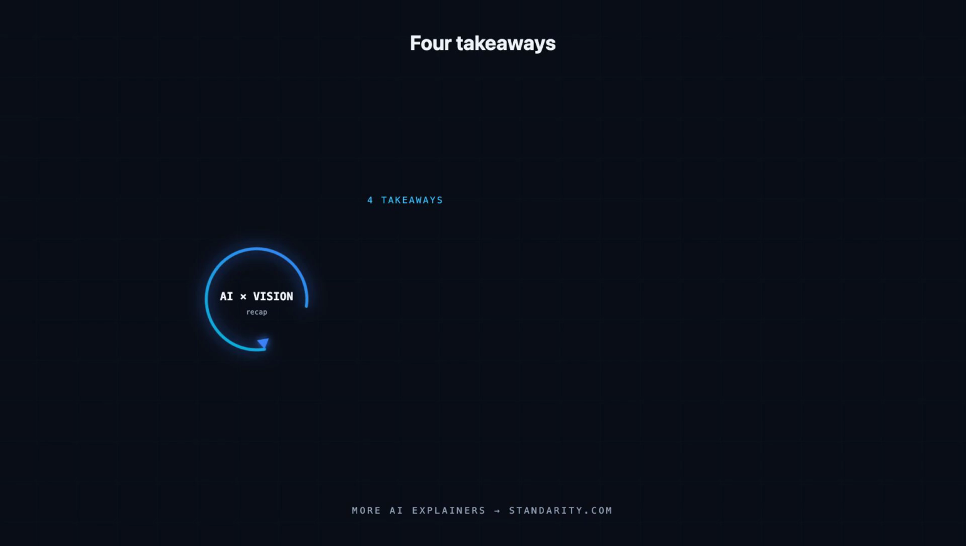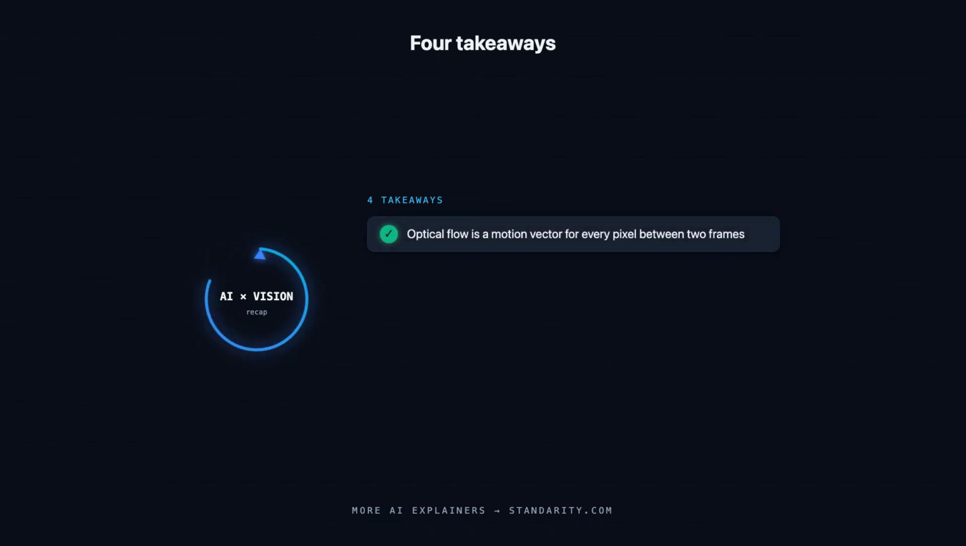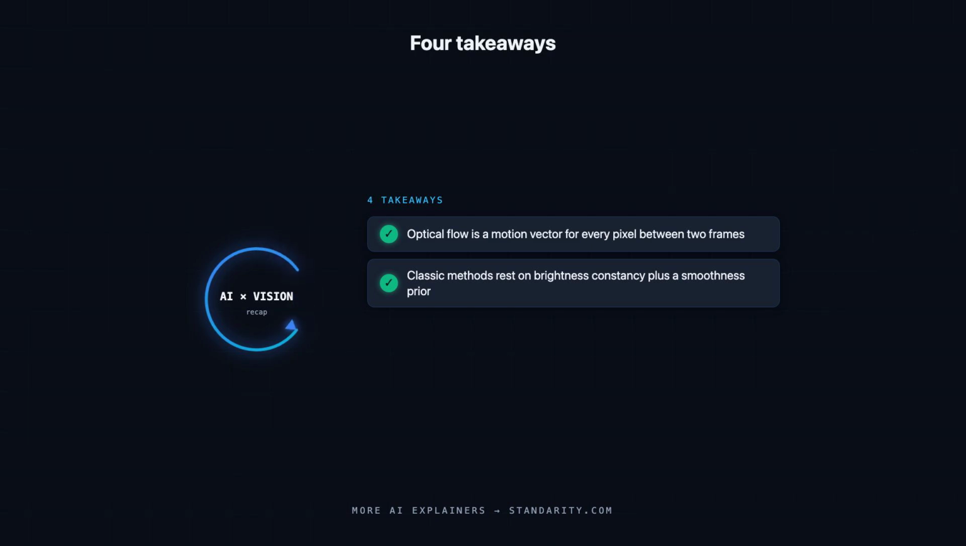Okay, let's lock in the four takeaways. Optical flow gives you a motion vector for every pixel between two consecutive video frames. A dense field of tiny arrows describing exactly how the scene moved. Classic methods build on brightness constancy plus a smoothness assumption, which together resolve the ambiguity of a single pixel's motion.